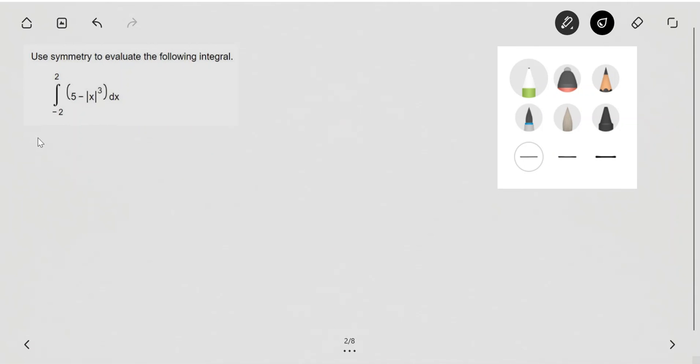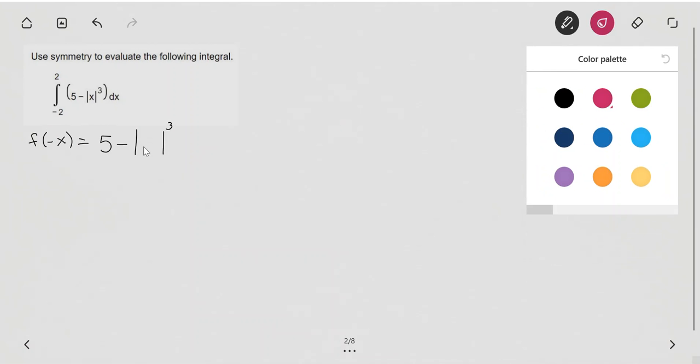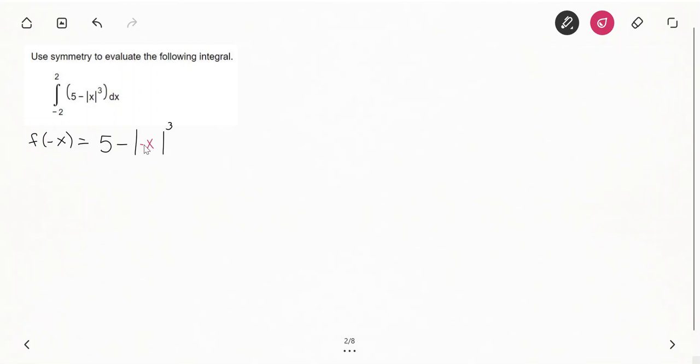Let me erase that and make sure we follow all the proper steps. The first step is to check whether this is even or odd. To check, I'll evaluate f of the opposite of x, which would be 5 minus the absolute value of the opposite of x, cubed.